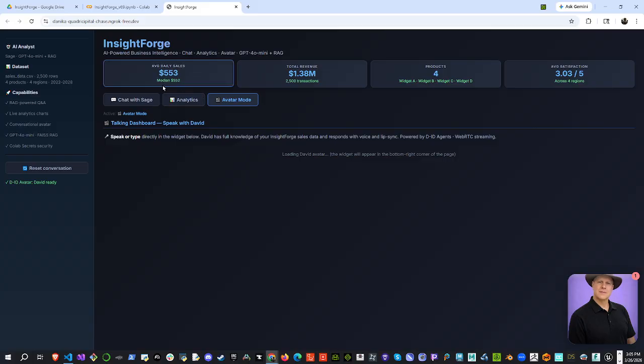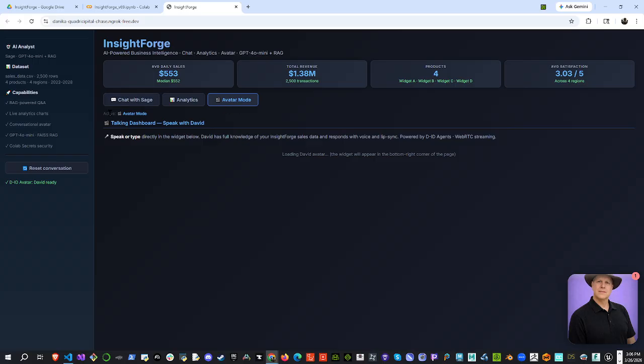On the top here, you have 4 of these things known as KPIs, these top cards. KPIs are key performance indicators, things that are really good to take a look at. Things like average daily sales, the total revenue, how many products you're selling, and what the average satisfaction is. You can see right here with the satisfaction, you're at a 3.03 out of 5. So that's kind of on the low side. If you can do things to improve this, it'll probably improve your sales a good bit.